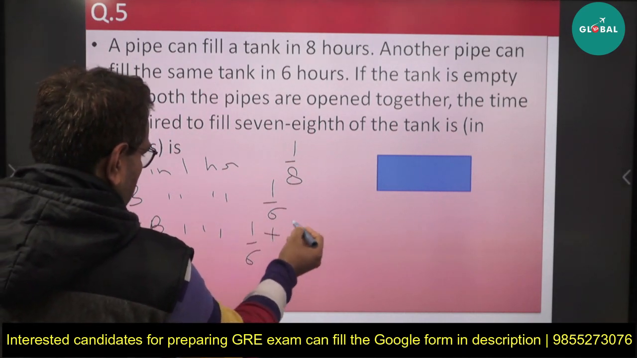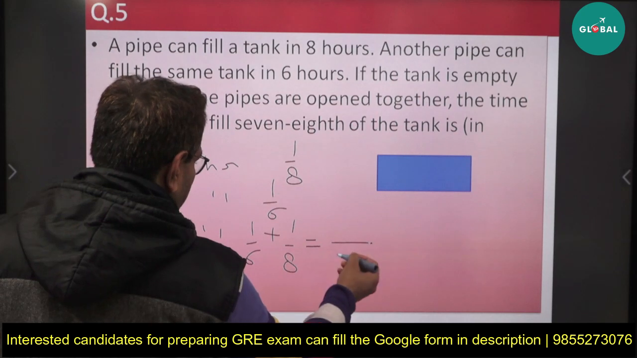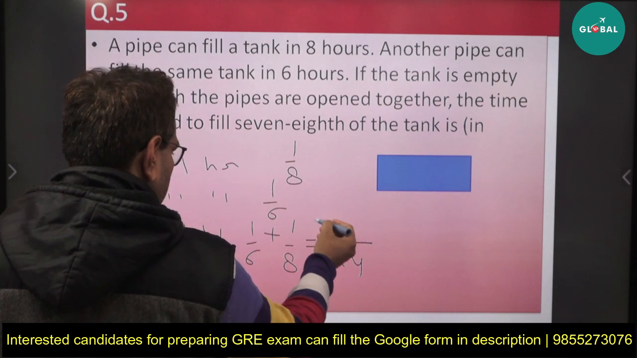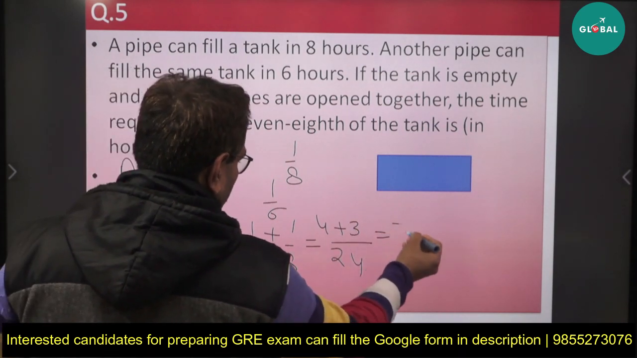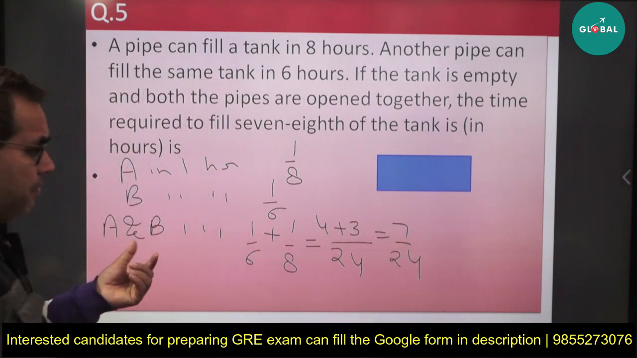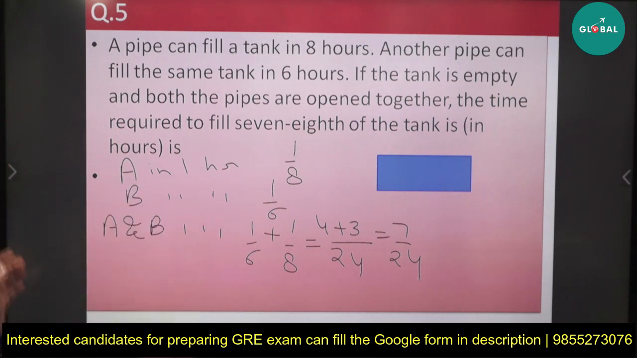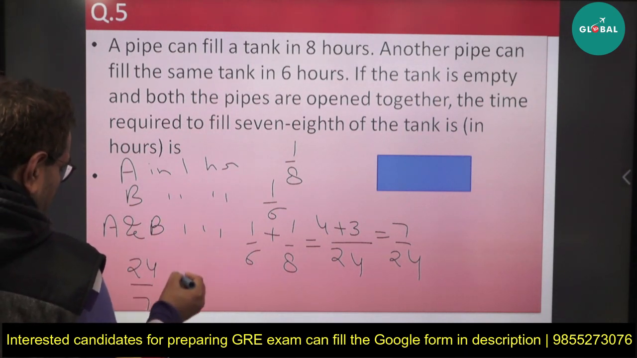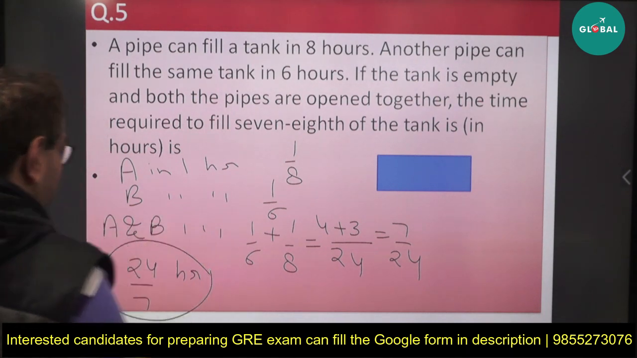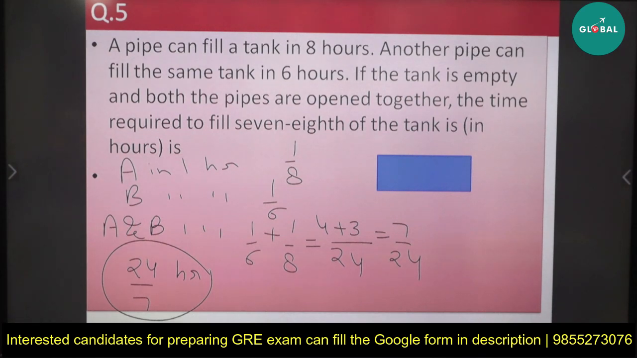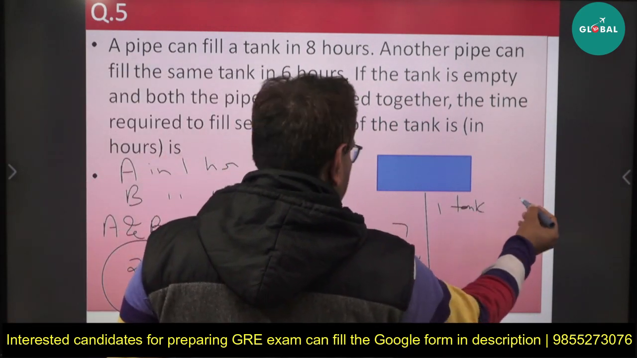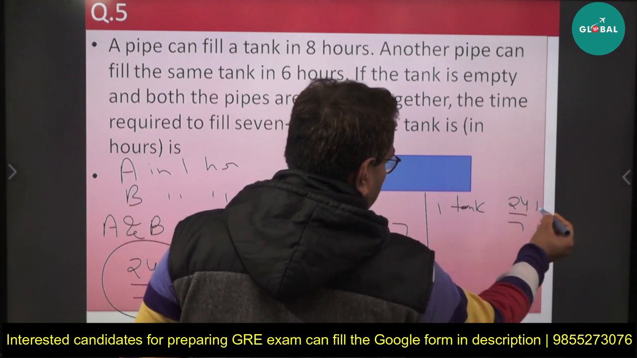1 upon 6 plus 1 upon 8, taking LCM 24, equals 7 upon 24. In 1 hour they can fill 7 upon 24 part. So the entire tank can be filled in 24 upon 7 hours. If A and B combined are opened, then the full tank can be filled in 24 upon 7 hours.